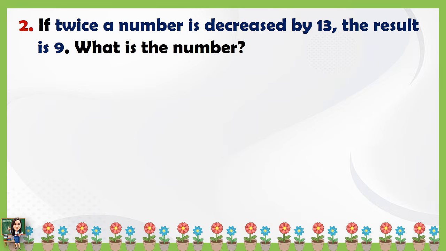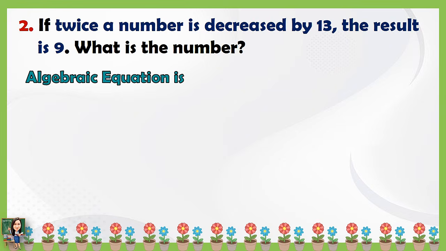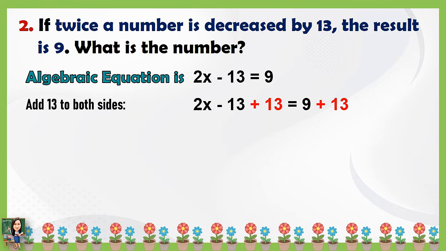Number 2. If twice a number is decreased by 13, the result is 9. What is the number? The algebraic equation is 2x minus 13 equals 9. Add 13 to both sides, and that is 2x minus 13 plus 13 equals 9 plus 13. Negative 13 plus 13 equals 0. The remaining is 2x. Then, add 9 plus 13 equals 22. That is 2x equals 22.